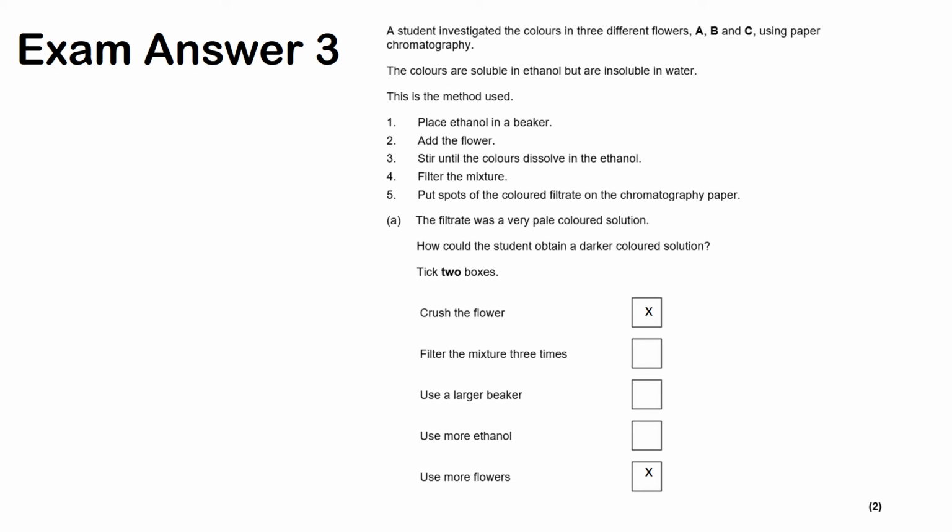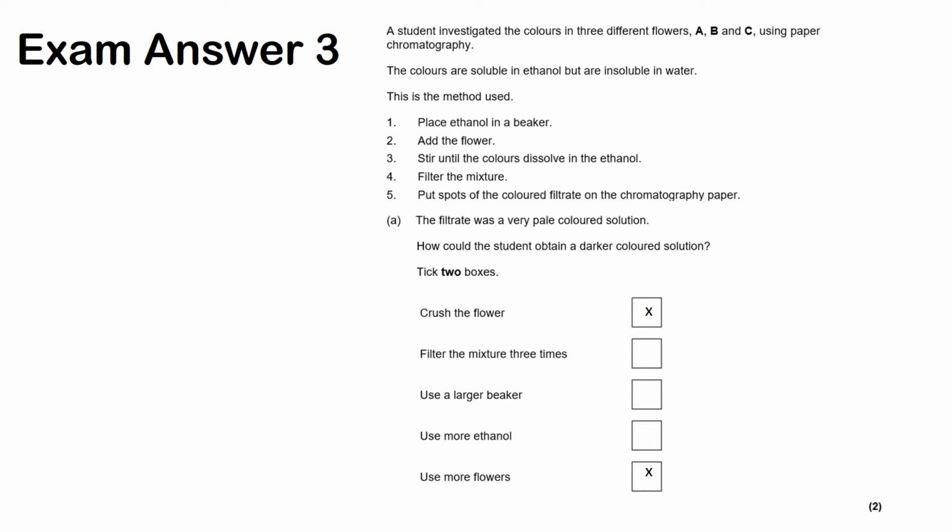So this question started out really similar to the previous one, but it's actually gone in a different direction. What it's asking you now is, if you've got a very pale solution, the spots will be difficult to see. So how could you get a darker coloured solution? Well, if we have a look at the method, all they did was place the flour in the ethanol and then let the colours come out until there was a little bit of colour in the ethanol. If you really wanted to get the maximum amount of colour out of that flour, then you really should crush it. So the first one, crush the flour.